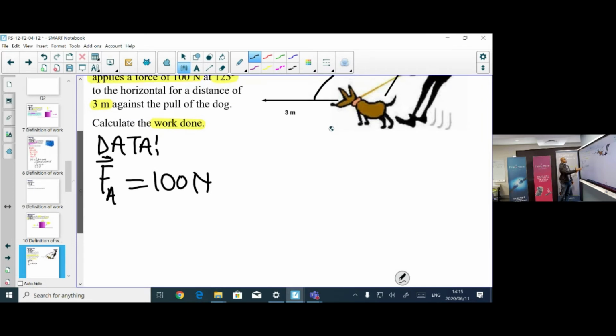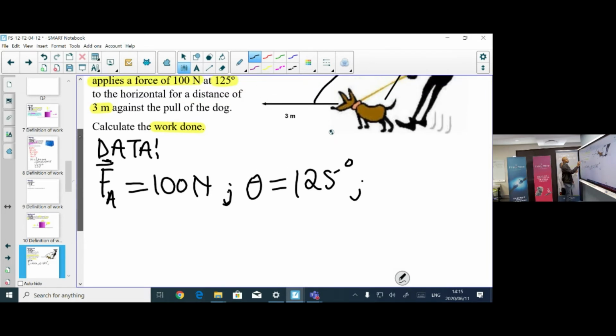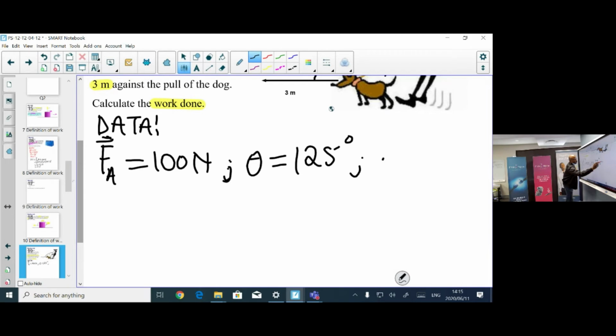We also have theta. Theta there is 25 degrees. Okay. And what else? Let us go back. Okay, we have a distance, change in x, which is equal to 3 meters.